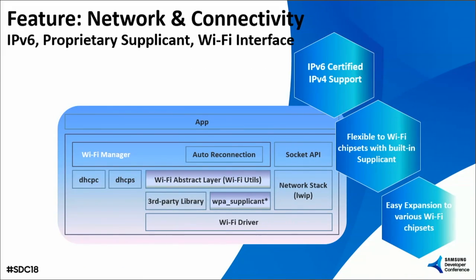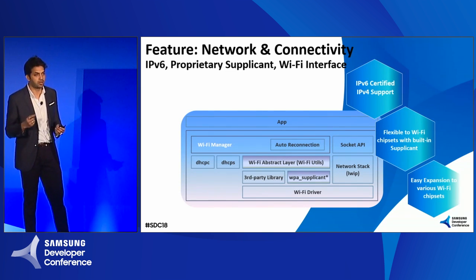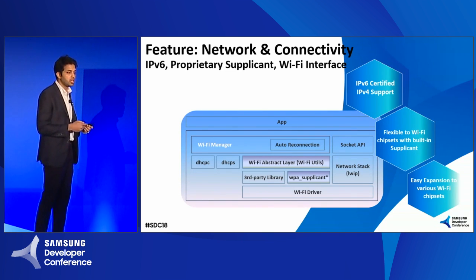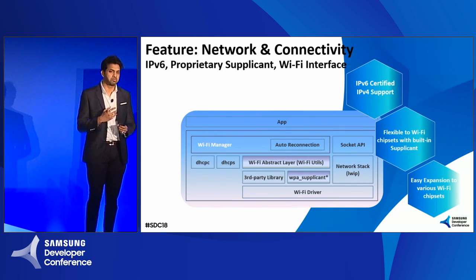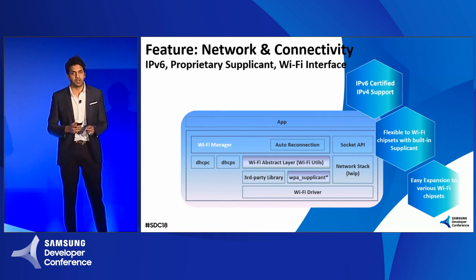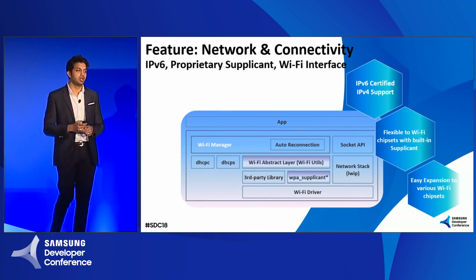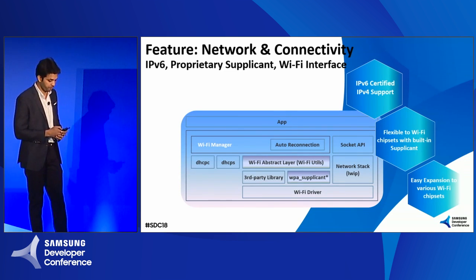And we have the Wi-Fi abstraction layer, because nowadays we see that with many SoCs, Wi-Fi is one of the key factors, and we want to use different chipsets for Wi-Fi. So Wi-Fi porting is, I think, one of the challenging tasks after porting for the architecture. So we provided a Wi-Fi abstraction layer or utility layer, which makes it easy to port different Wi-Fi chipsets onto this platform.